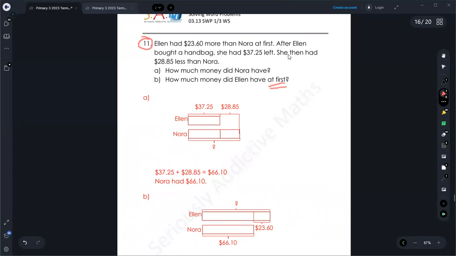So that's what's going to happen. So, okay, she had $28.85 less than Nora. So that means that Alan, you draw a shorter one, and Nora, you draw a longer one. You're working backwards, because usually we draw from the first sentence. Now that this is asking how much did Alan have at first, we start from the last sentence. So she then had $28.85 less. Or you want to label it this way as well. Actually, this should be the way. Do it $28.85.